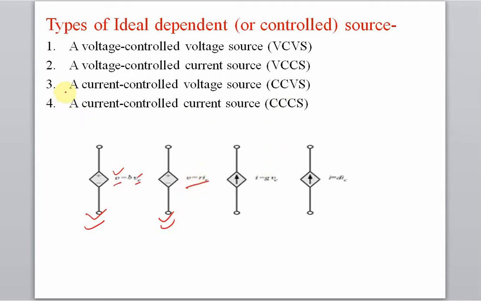And by seeing the third one, this is a current controlled voltage source, this is current and this is voltage. And the fourth one is a current controlled current source. This one is current and this one is current. A current source which can be controlled by current. So there are four types of dependent source.